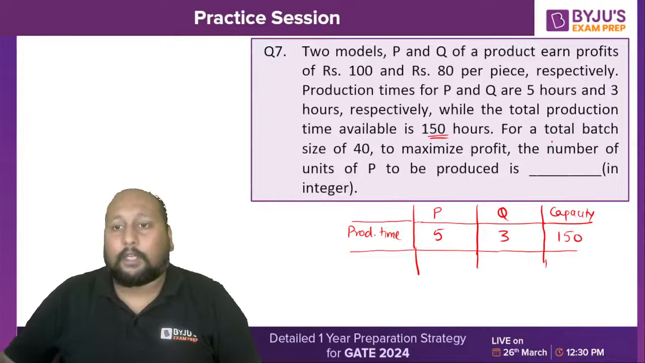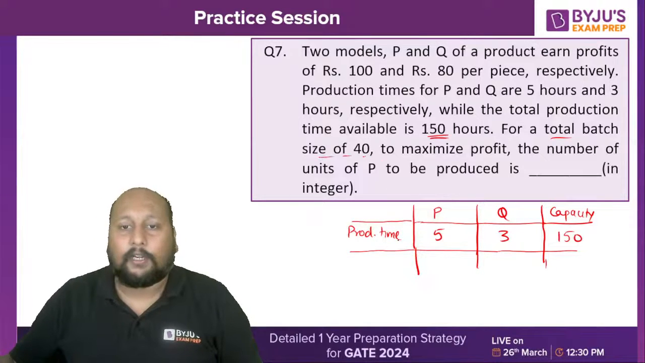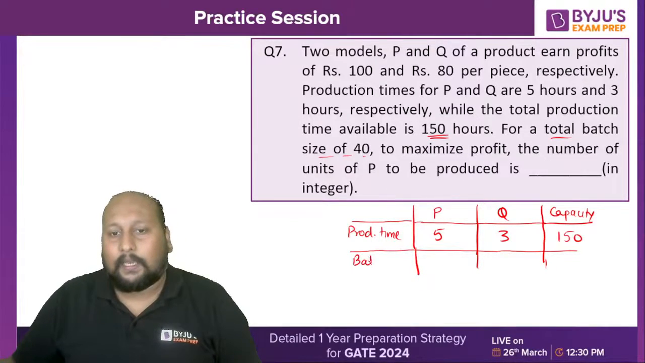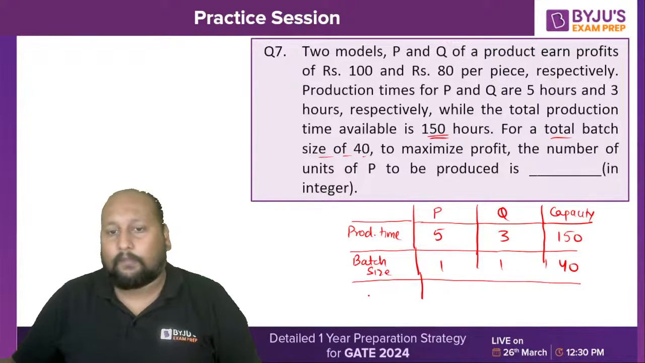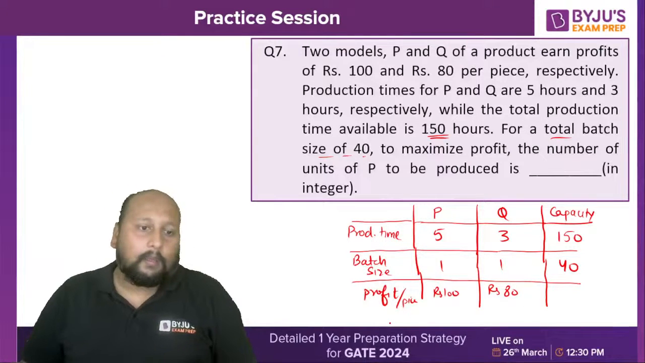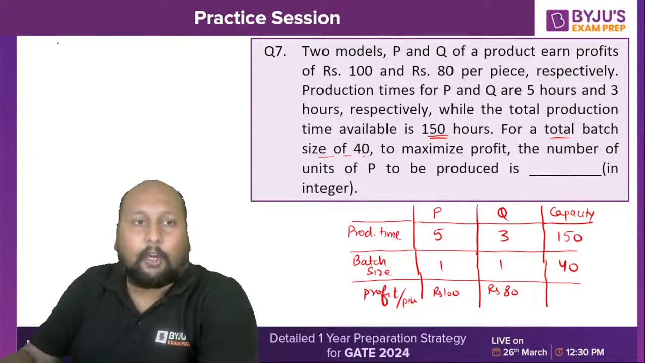The second constraint is the total batch size of 40 units. If I take batch size as 1 and 1, we have this as 40 units, right? And what is the profit that we are getting? Per piece profit is rupees 100 for P and rupees 80 for Q. Okay, fine. So from here, can we create the objective function?